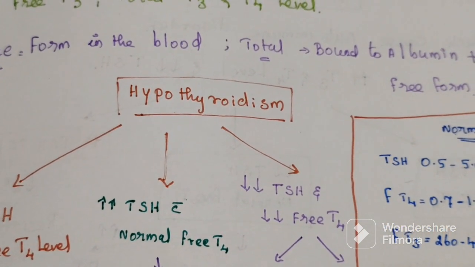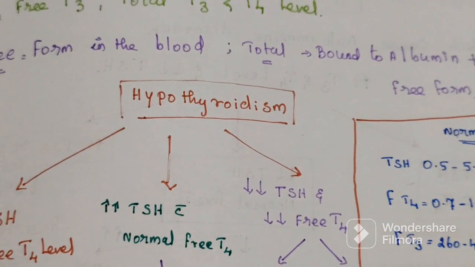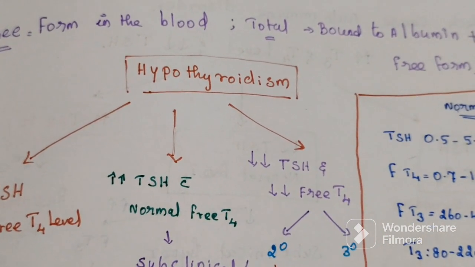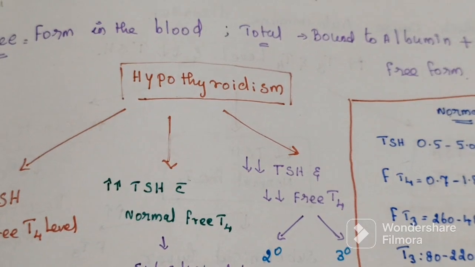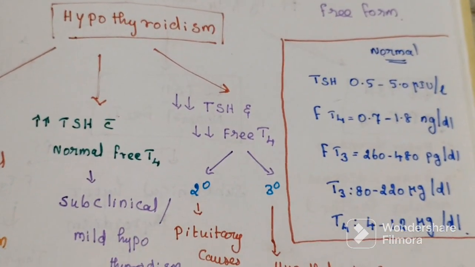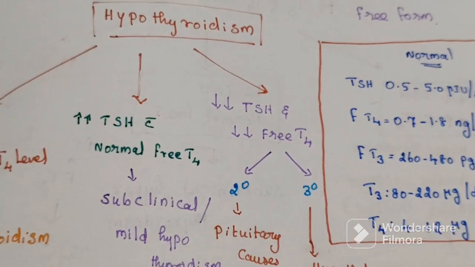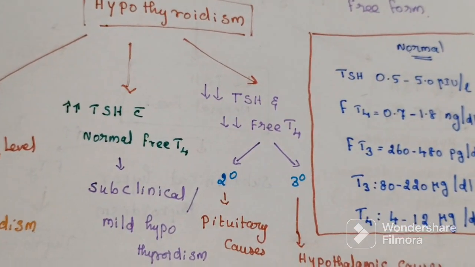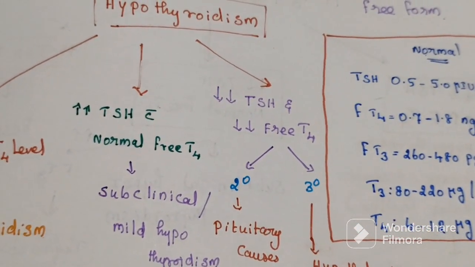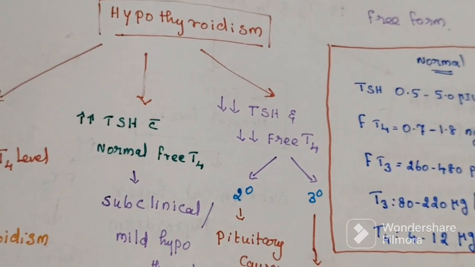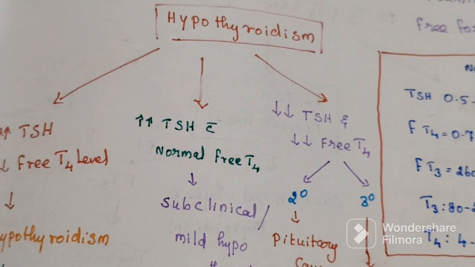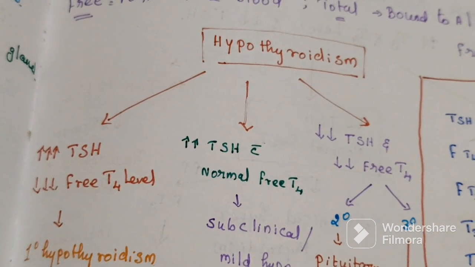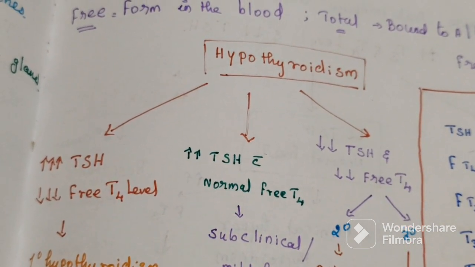When we measure both bound and free form, it is known as total. When we measure the available free hormone in the blood, it is known as free T3 and free T4. Free T3 and T4 indicate the current thyroid status, the current status of hormone available for action. TSH is a sensitive and specific test for assessment of thyroid function.